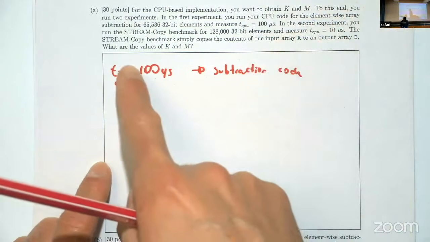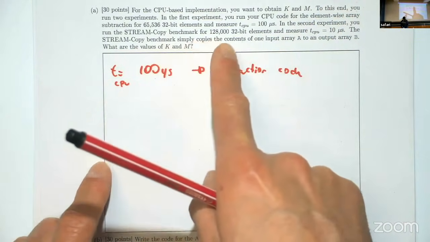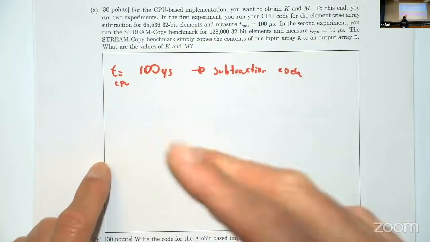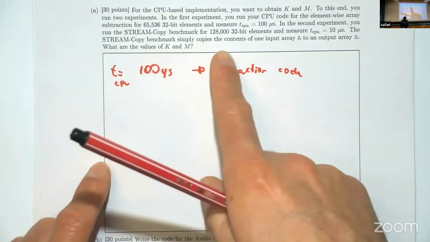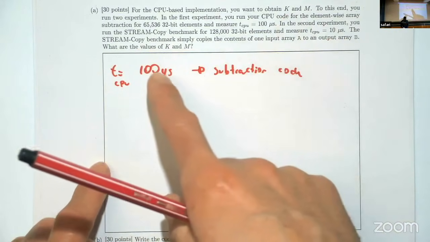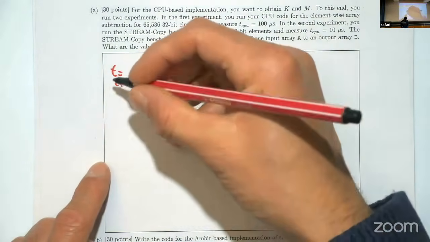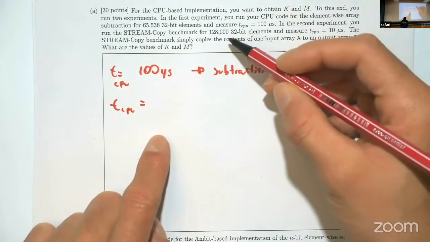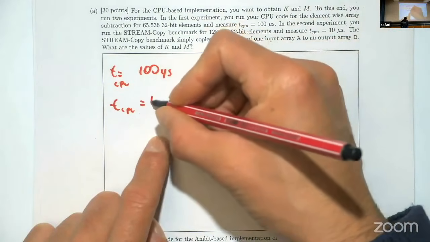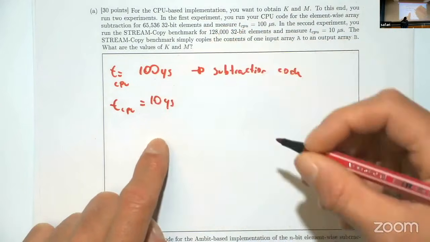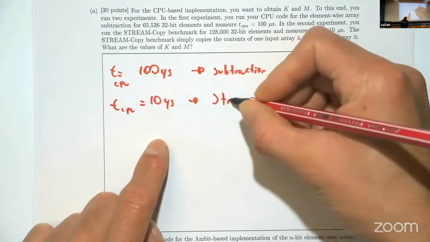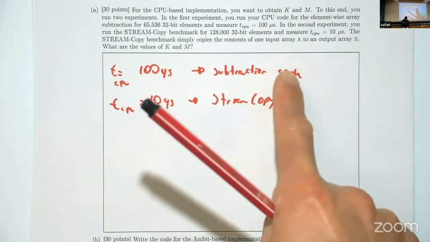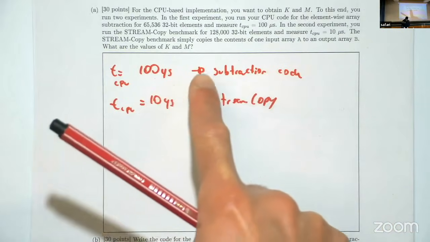In the second experiment, you run a stream copy benchmark. So the stream copy benchmark basically copies one array to another array. There is no computation, it's just a copy. It's actually explained here. And then you measure that the T CPU for the stream copy was 10 microseconds. And then it asks you to figure out what are the values of K and M.